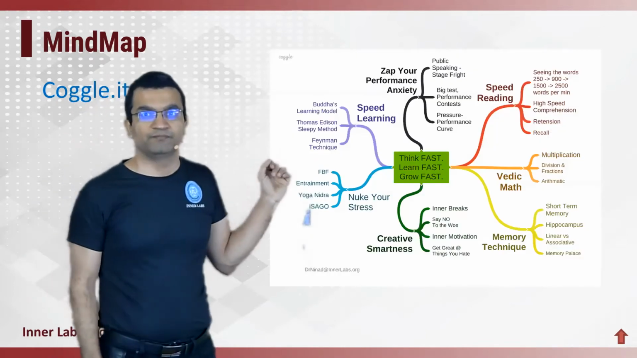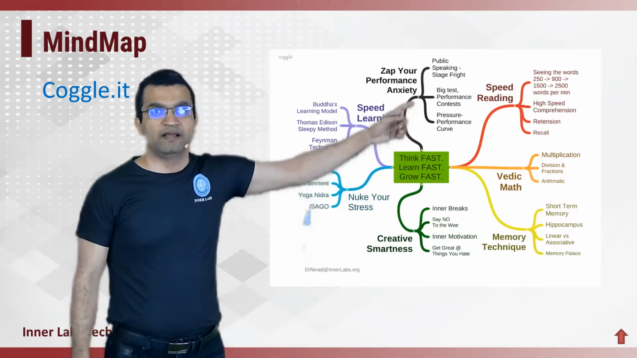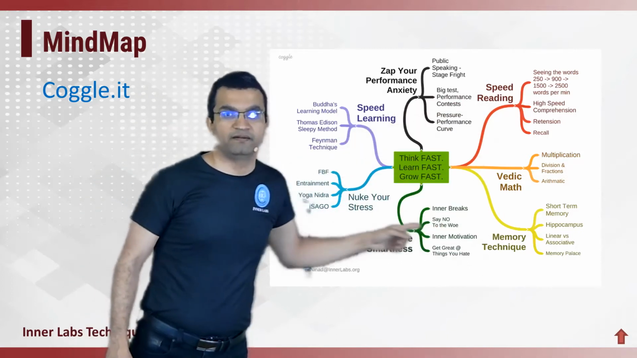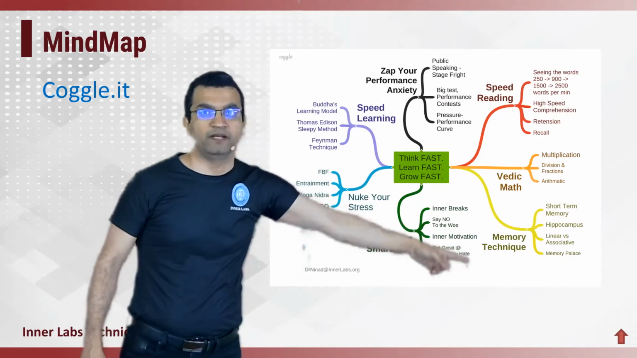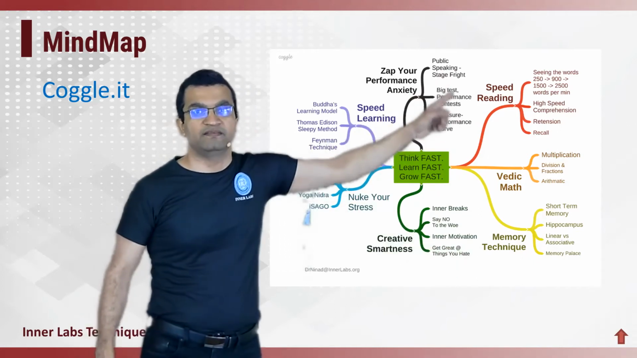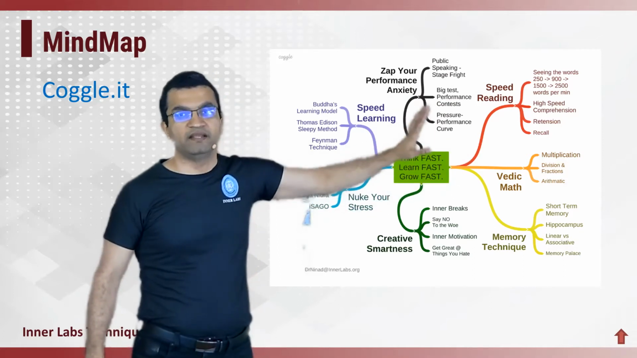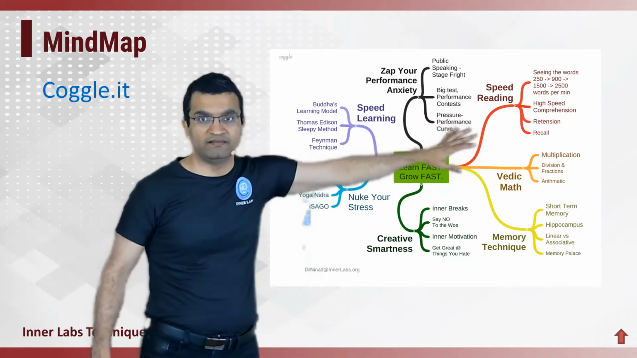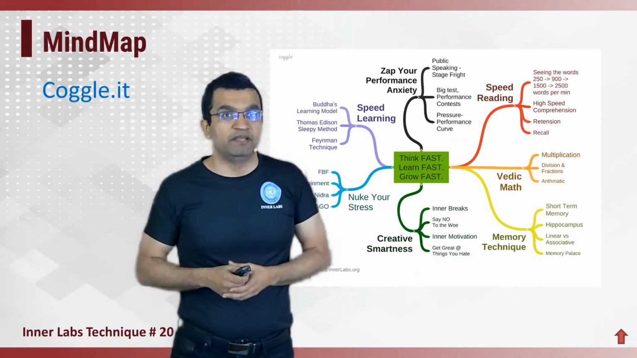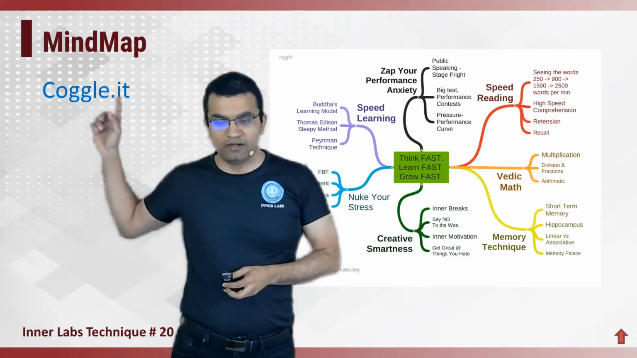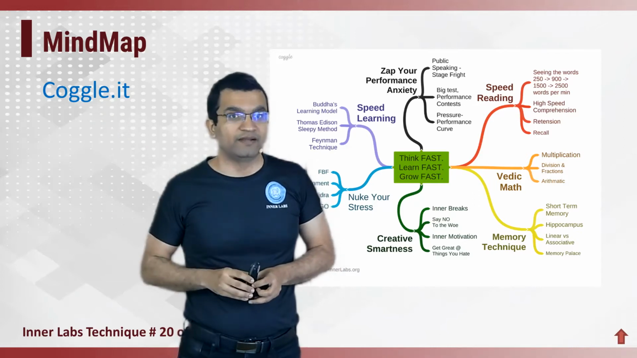This is another one. See, I have a central idea, think fast, learn fast, grow fast. And then I have several different things that are included in Inner Labs, right? And each of them have sub branches. These are very easy to maneuver, very easy to create, very easy to move around. So I am a big fan of the software Coggle.it. I hope you will also take a look at it.